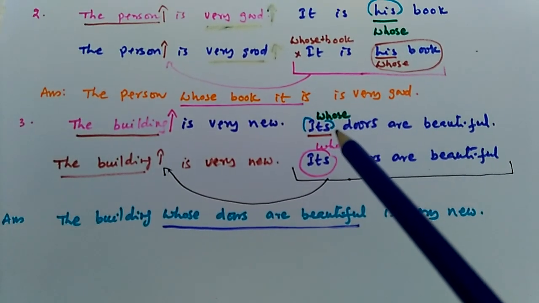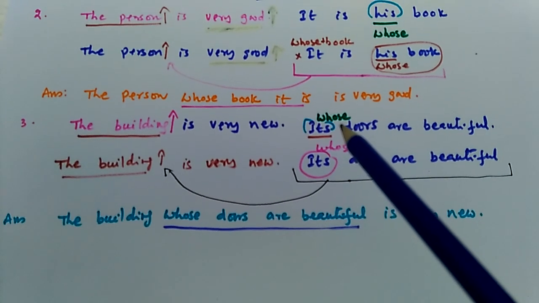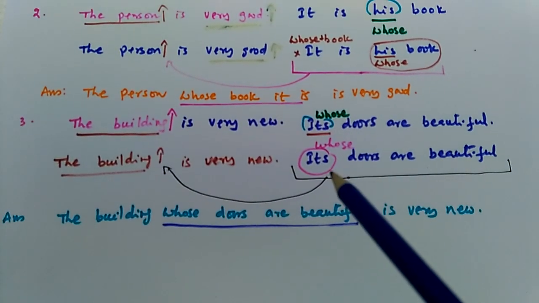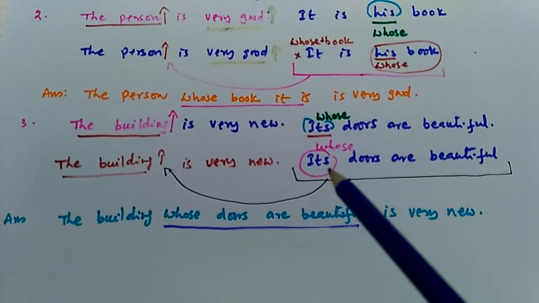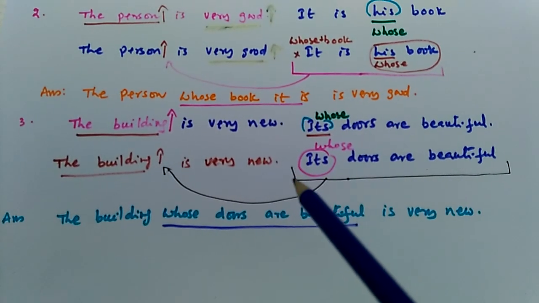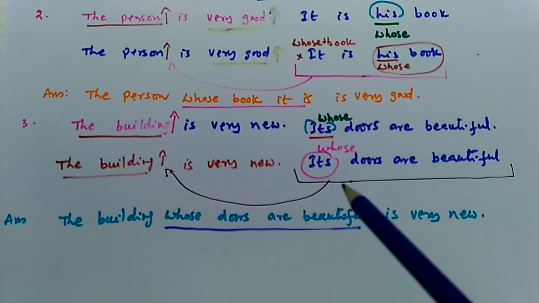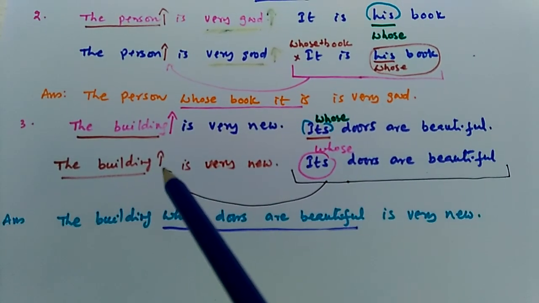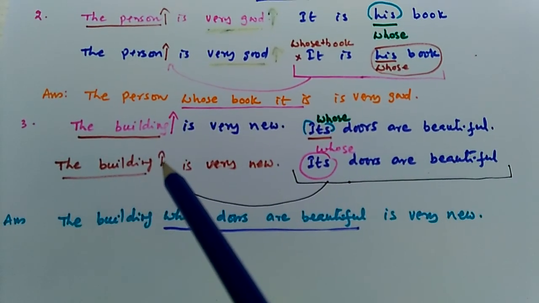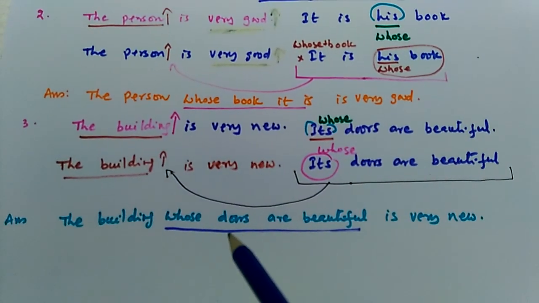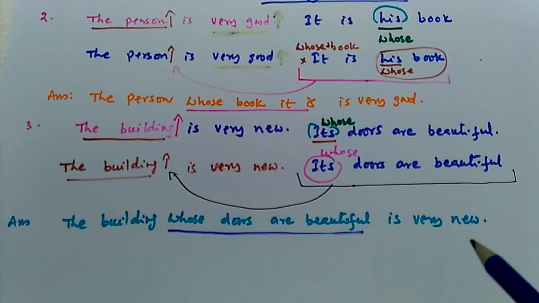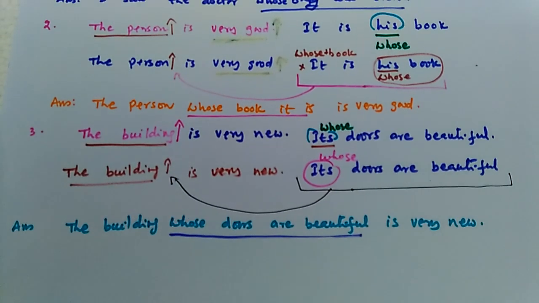And next step, we have to bring that whose plus noun to the front of this sentence. Already whose is there at the front of this sentence, so we need not take that step. So now the entire sentence is to be brought to the place where the arrow mark is kept. So here we have to write like this: The building whose doors are beautiful is very new.